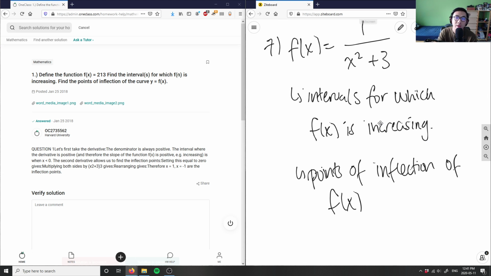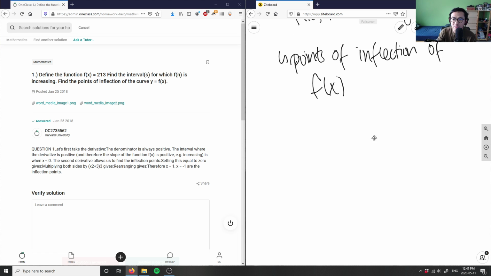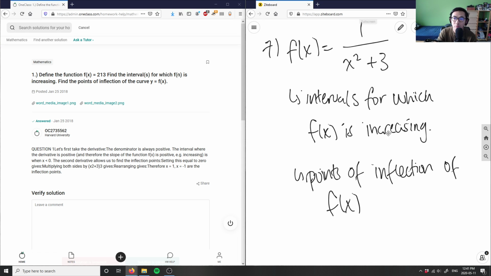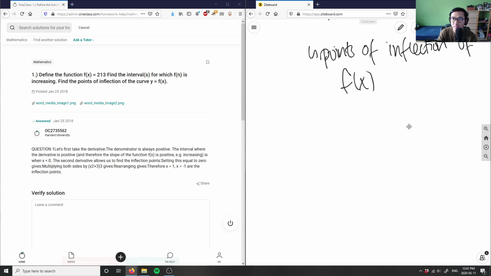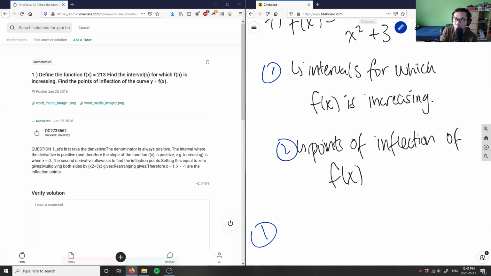So it says here, I want the intervals for which f of x is increasing, right? So I'm going to take this function f of x and find f prime of x. So I have f of x equals 1 over x squared plus 3. So let me rewrite that. This is a 2-part question. So here's part 1, part 2. I'm going to start with part 1 here.